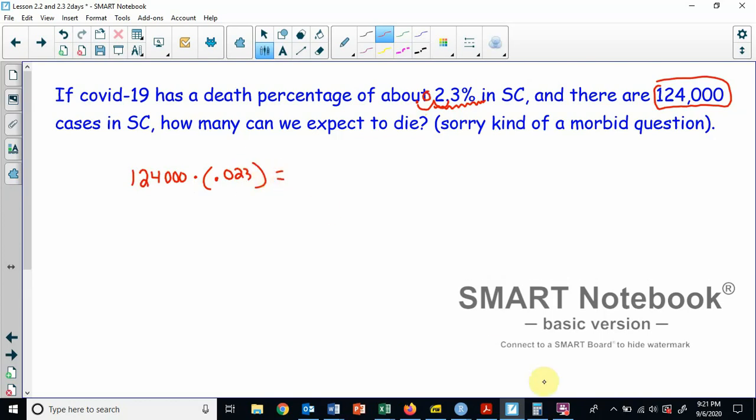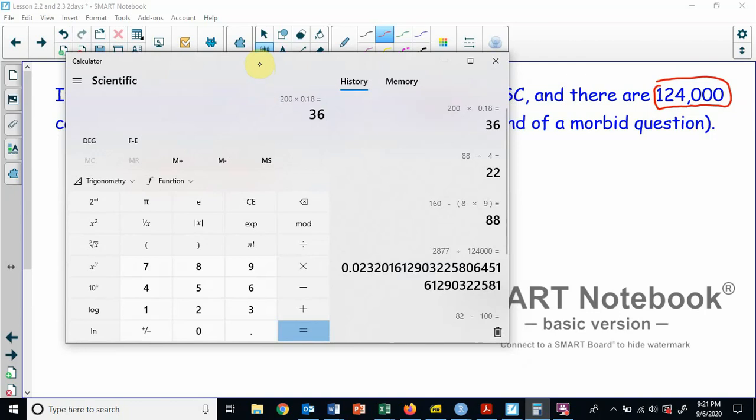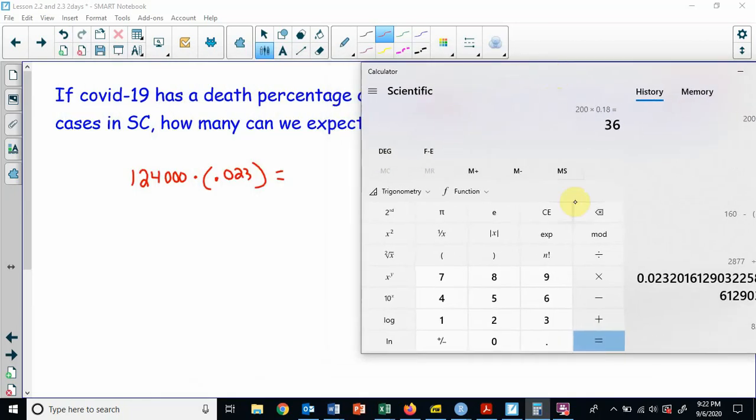Once again, I can't do that in my head, so let's grab a calculator, and I will have the total number. So let's see, let's clear things out. 124,000 times 0.023 equals 2,852.